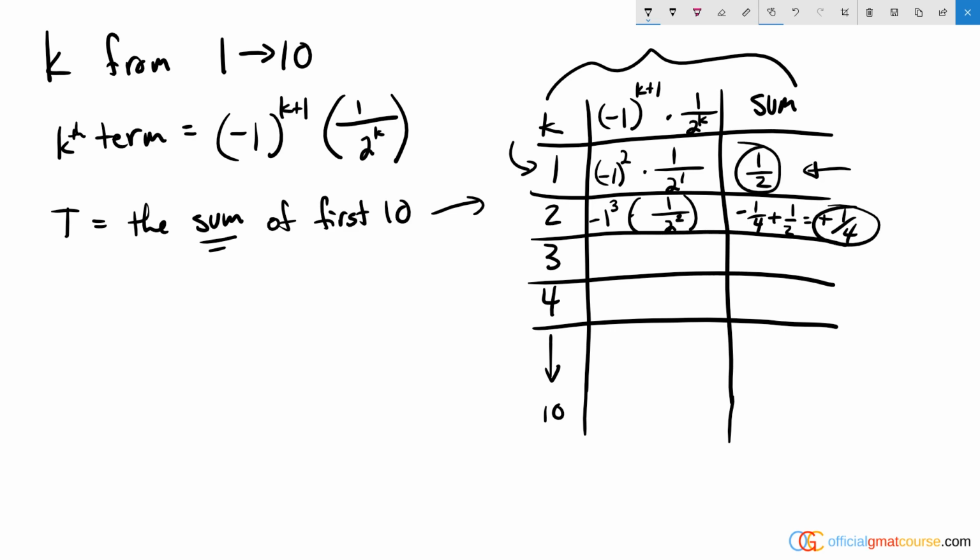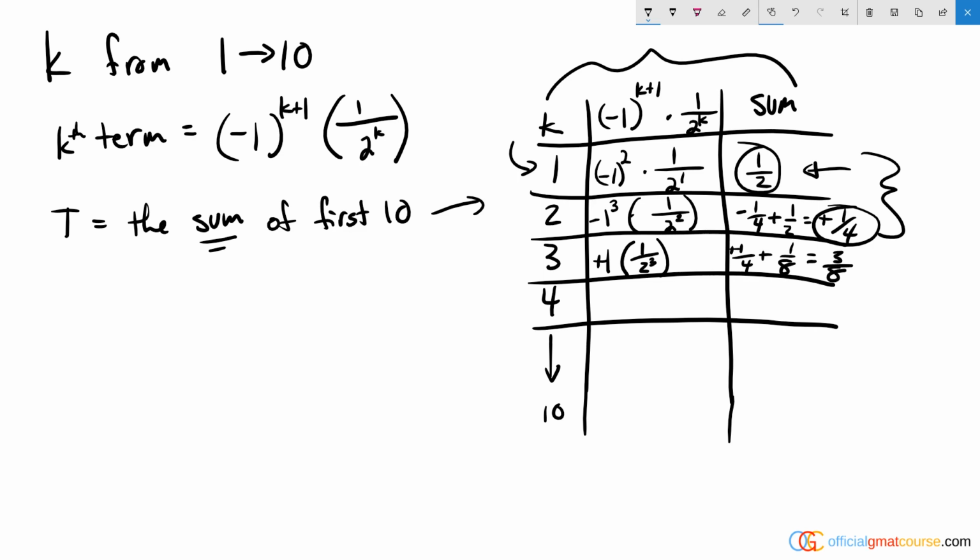Now let's add the third term. So the third term is now going to give us a positive 1 here, because we are going to have -1 to the 3 plus 1, so -1 to the 4th power, which is going to give us a positive 1. And then we have 1 over 2 to the 3rd, which is 1/8. So I have positive 1/8. Currently, the sum of the first two terms was positive 1/4. So if I add positive 1/8, I'm going to end up with positive 3/8.